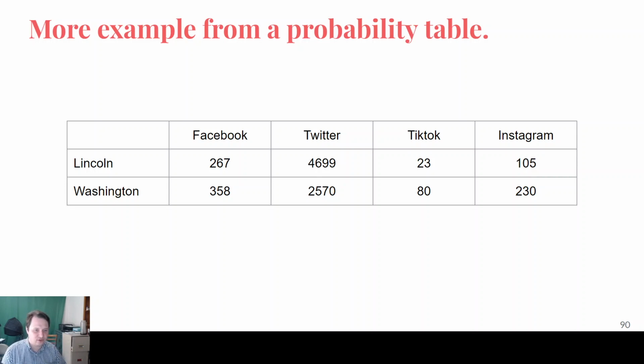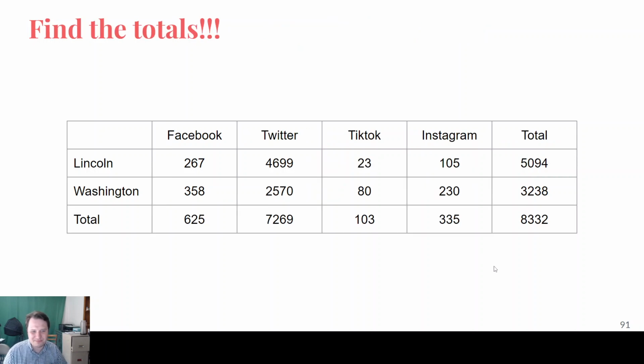We have George Washington versus Abraham Lincoln, who are running for president. And you can see how many social media posts they made: TikTok, Instagram, Twitter, and Facebook. As usual, I hope it goes without saying that the first thing we should do is find all the totals of everything. And so that's what I've done. We found all the totals for Lincoln and Washington. We also found the totals for Facebook, Twitter, TikTok, and Instagram for the total of 8,332 posts.